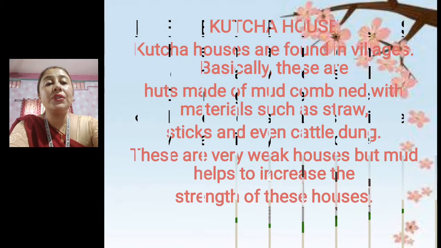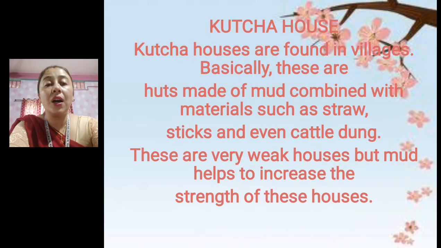The first one, children, is kacha house. So the name itself says kacha means it is a weak house. Yes, so where do you think you can find kacha house? Yes, kacha houses are found in villages. Basically, they are huts made of mud combined with materials such as straw, sticks, and even cattle dung. These are very weak houses, but mud helps to increase the strength of these houses.